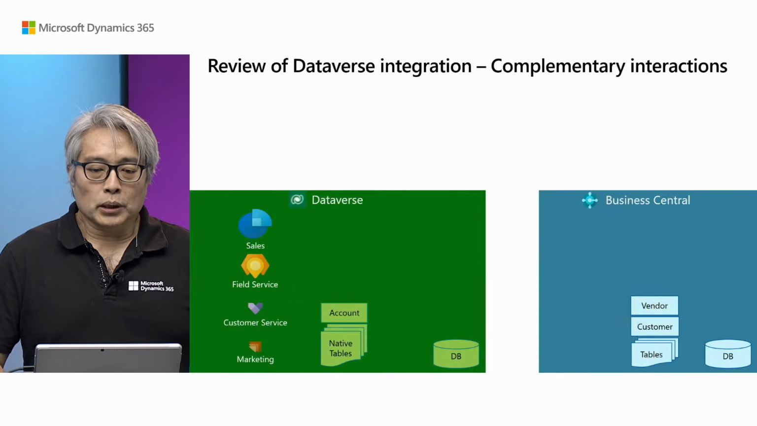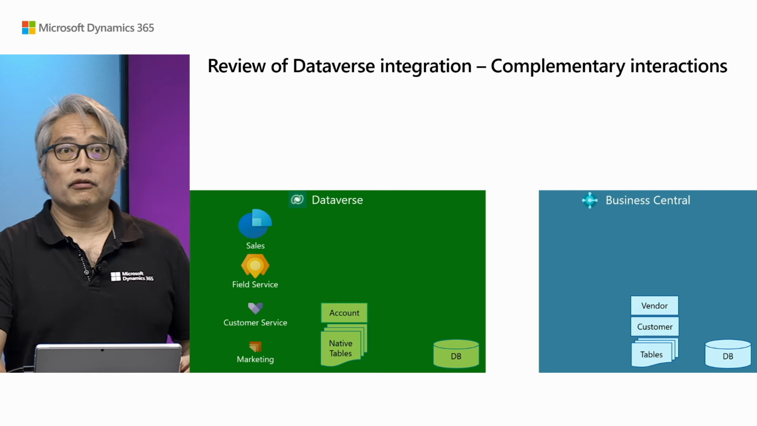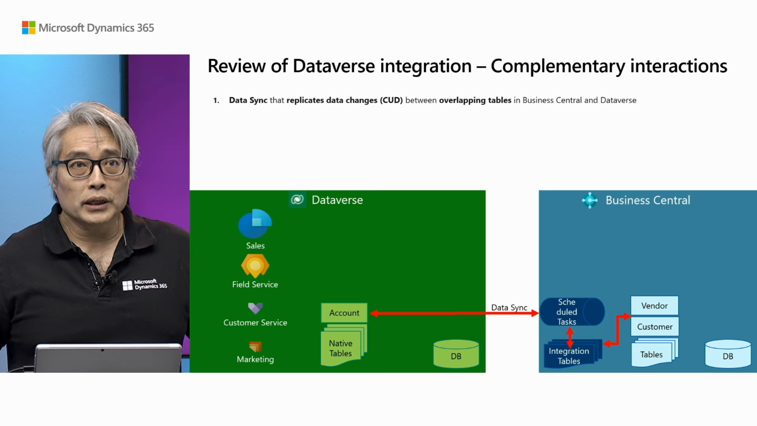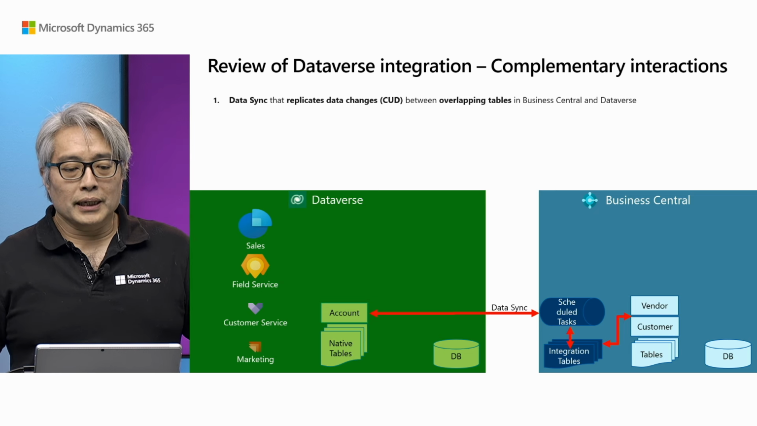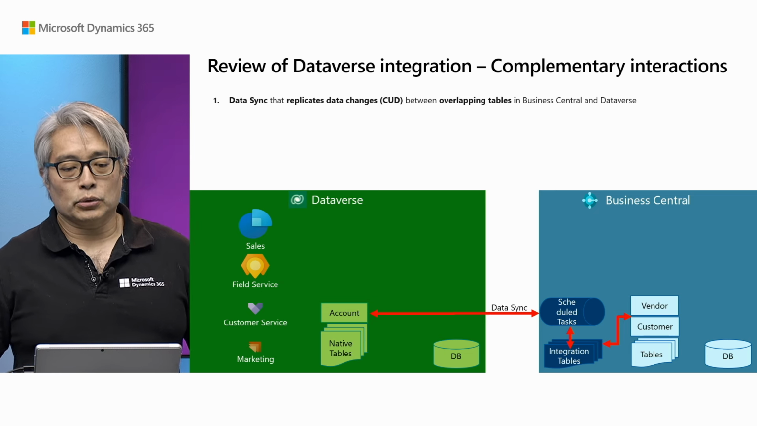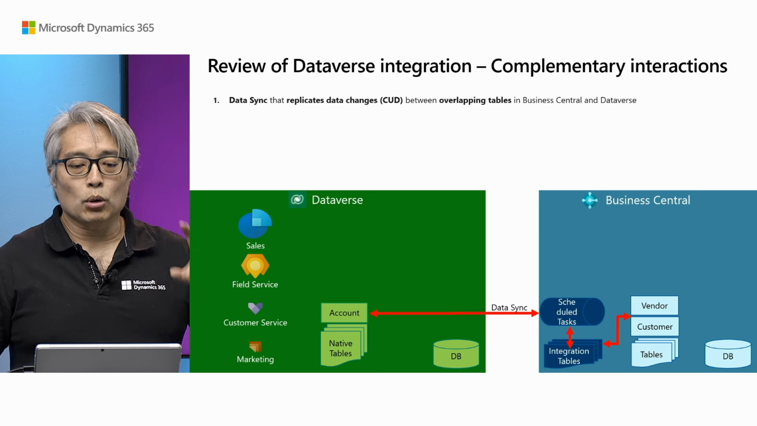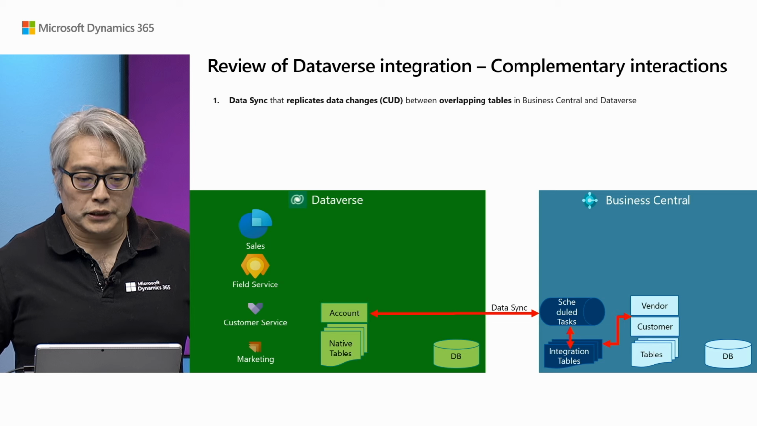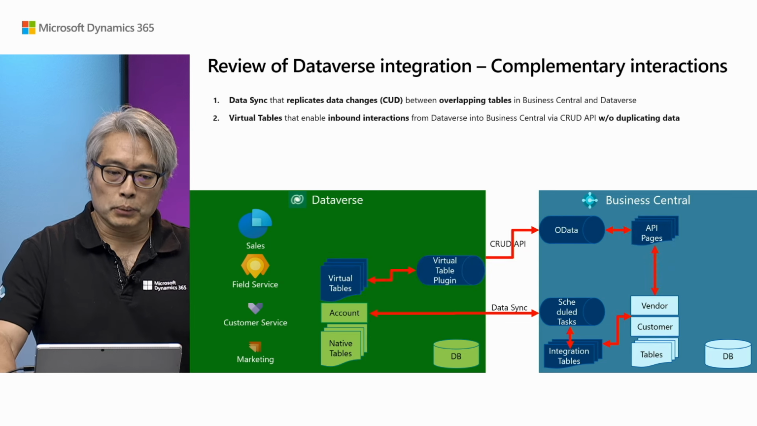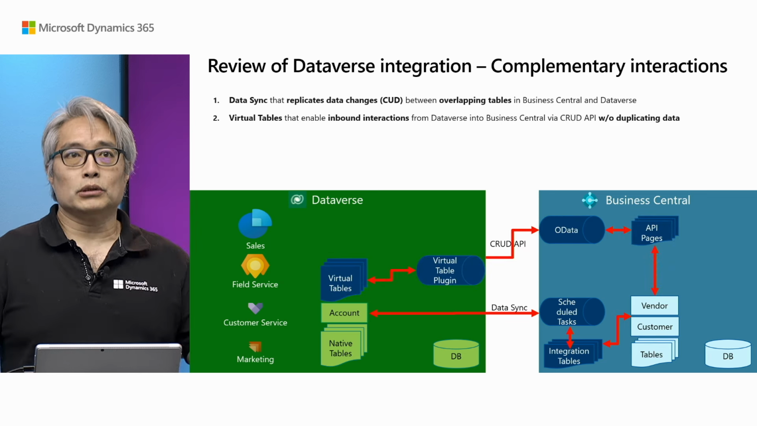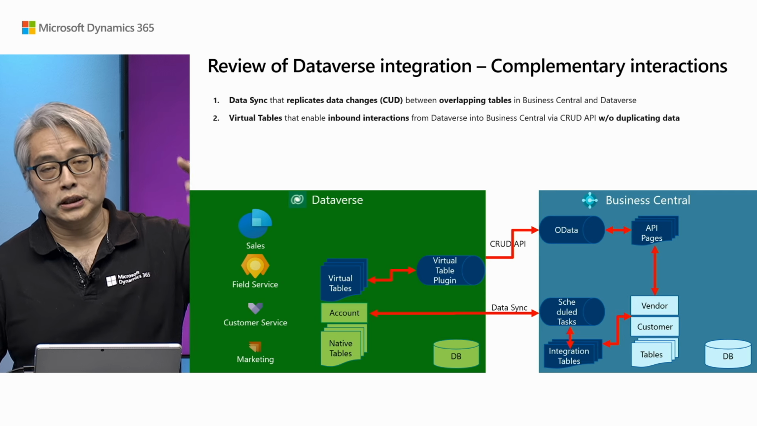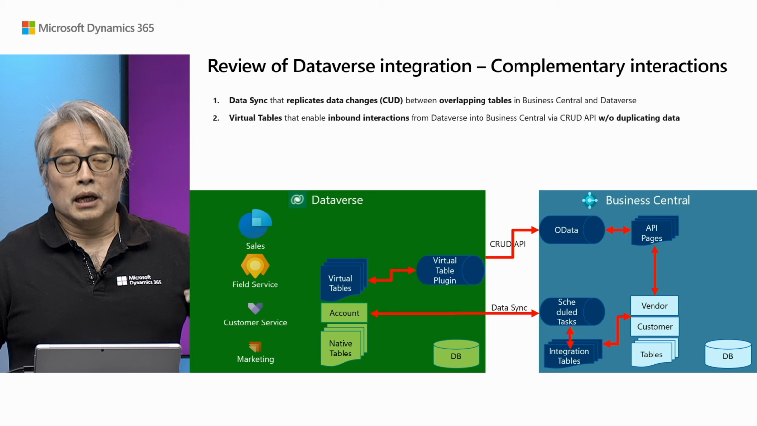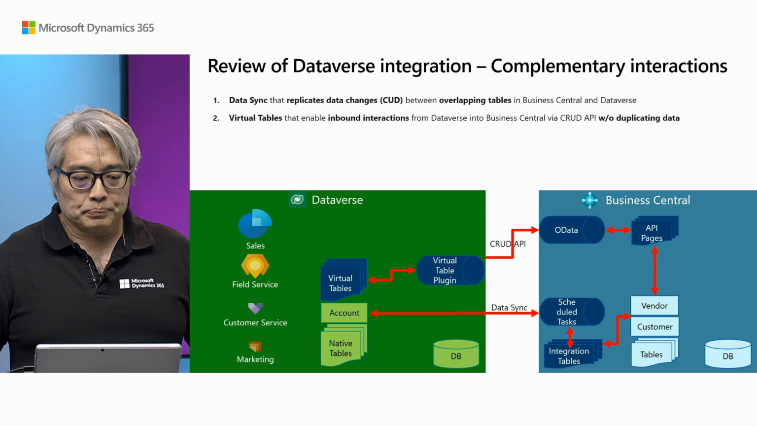All right, so let's go quickly over the four complementary interactions between Business Central and Dataverse. The first one is data sync that replicates data changes when data is created, updated, or deleted between overlapping tables in Business Central and Dataverse. The second one is virtual tables that enable inbound interaction from Dataverse into Business Central using a Business Central CRUD API, but without duplicating data.